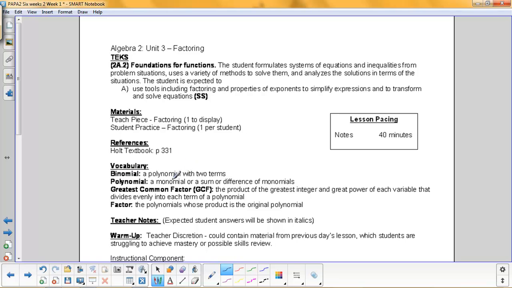Alright, welcome to Unit 3 Factoring. Here we go. Unit 3 will be error-free. Okay, here are your vocabulary words for this first part of the unit.